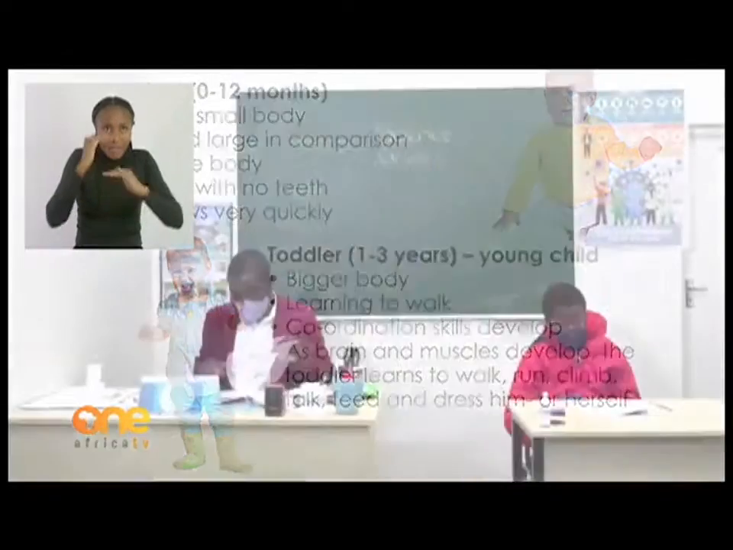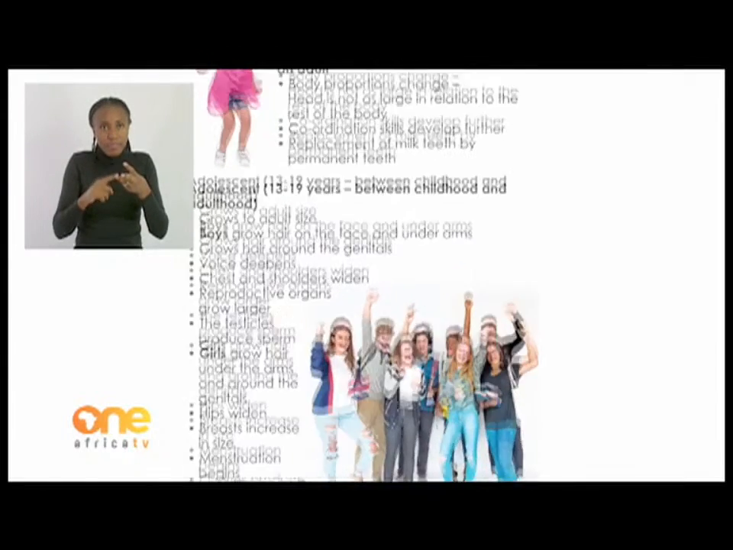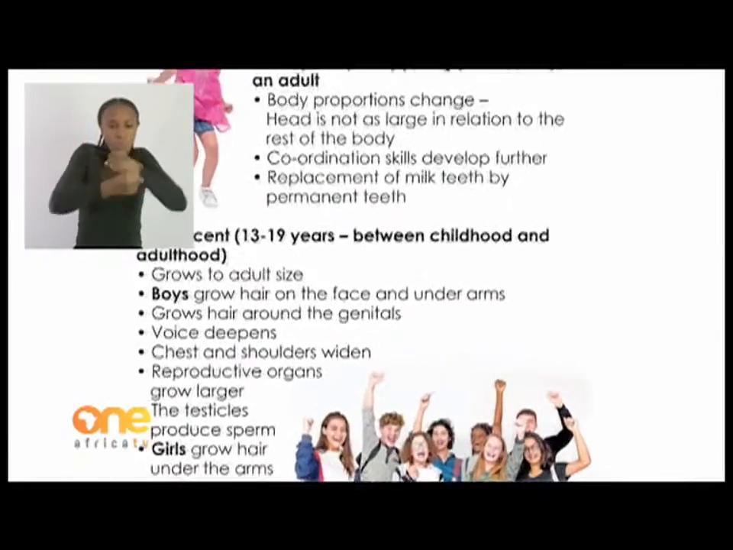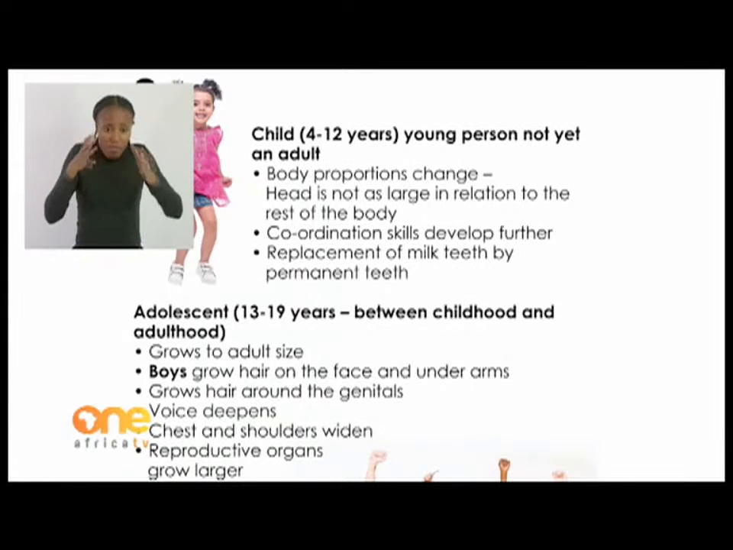We are moving on to page 18. The third stage of life. A child or children, their age should be between 4 and 12. These are young persons, not yet adults. But how do they look? How will you tell if somebody is a child or not? In a child, the body proportions change. The head is not as large in relation to the rest of the body. We explained that in an infant the head is bigger than the body. But if you are a child, the body should now be bigger than the head.